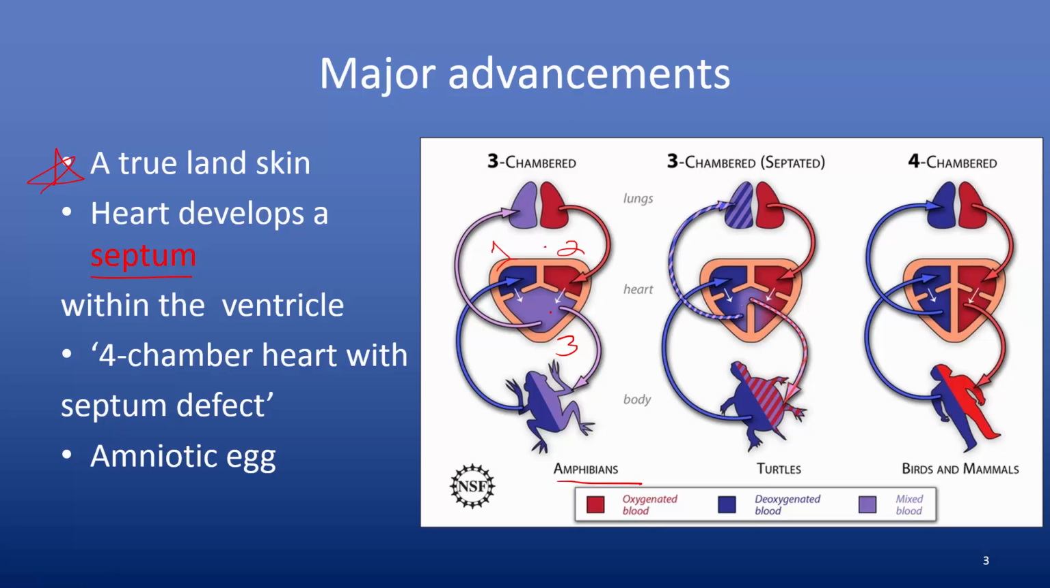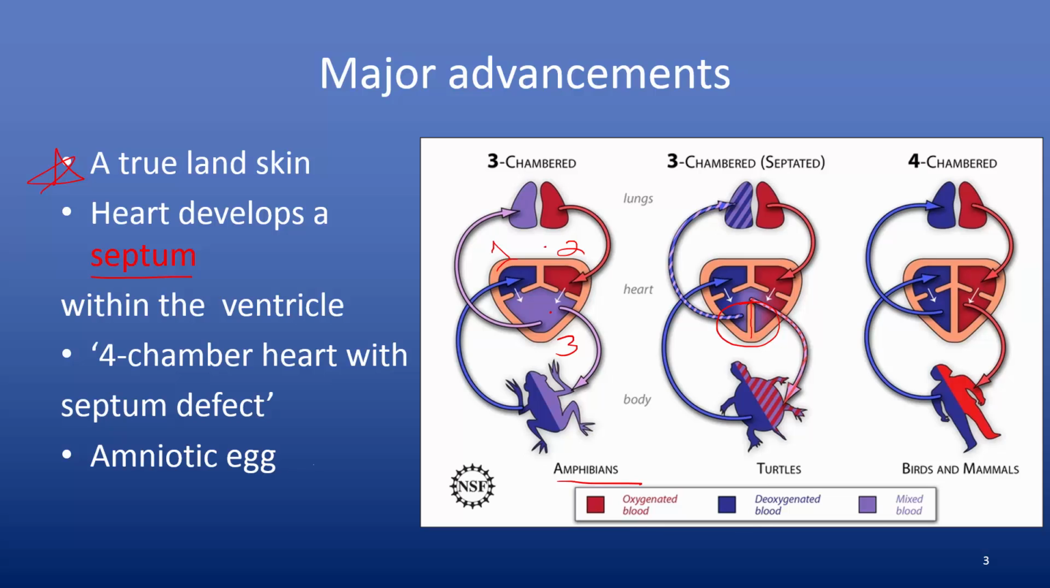But the big advancement you need to know for reptiles is that they have developed a septum inside of their ventricle. And the septum is a little semi-wall that helps to block the deoxygenated blue blood from mixing with the oxygenated red blood. Okay?